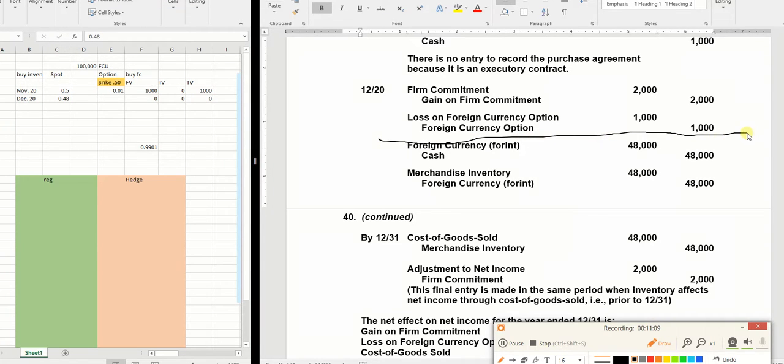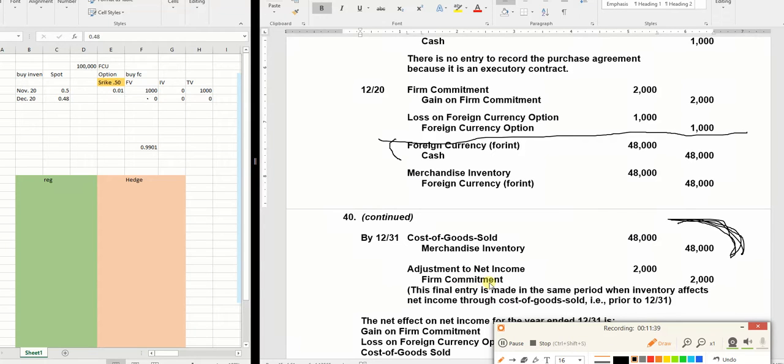Oops, didn't mean to go. That's this dividing line. Debit my foreign currency and credit cash, buy it for 0.48. Notice I don't have to do anything with the option because my option is down to 0 now from my last journal entry. So I put 1,000 in and took the 1,000 out. My fair value of the option is 0. I get my merchandise inventory. I sell it by December 31st. I'm not necessarily sure that they asked for this journal entry.